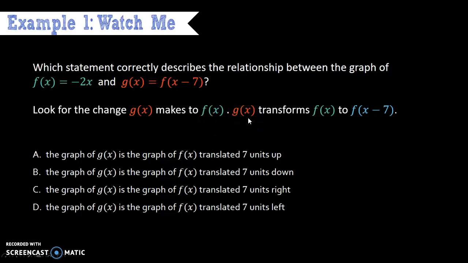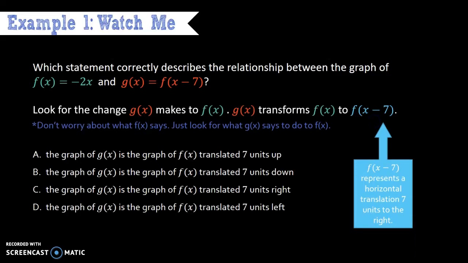G of x is transforming f of x, turning it into this right here. It's saying, hey, we don't want f of x, we want f of x minus 7 instead. So everywhere that I see x in my original function, I'm going to be putting x minus 7 in its place. So don't really worry about what f of x says, it's just there to give you a starting point. You're looking for what g of x tells you to do to f of x. In this problem, it's telling me to use x minus 7 as my input.